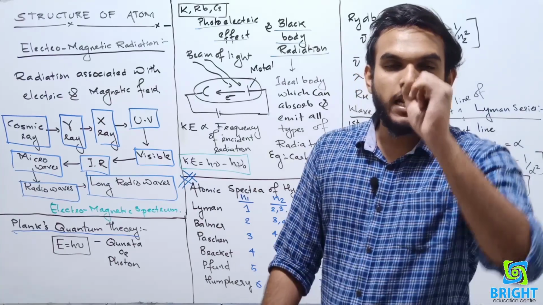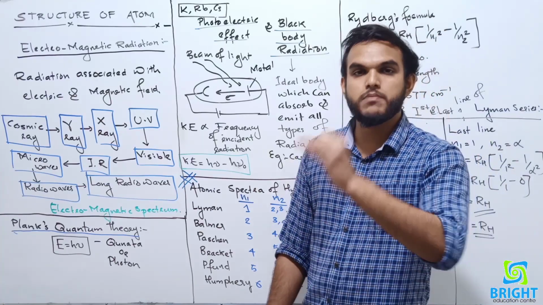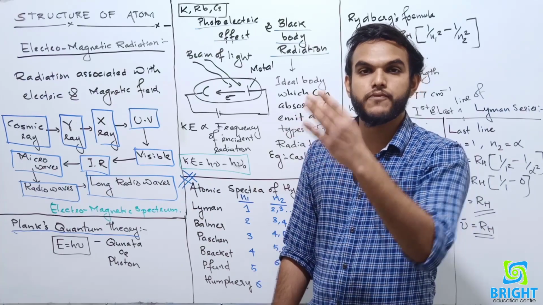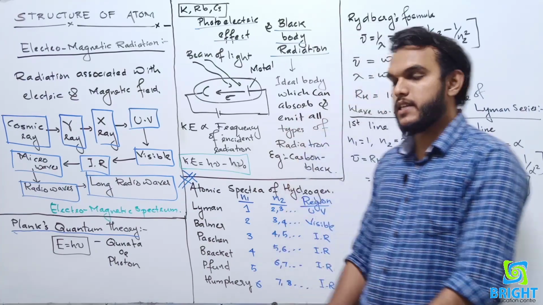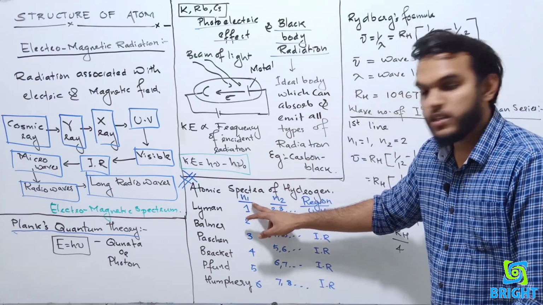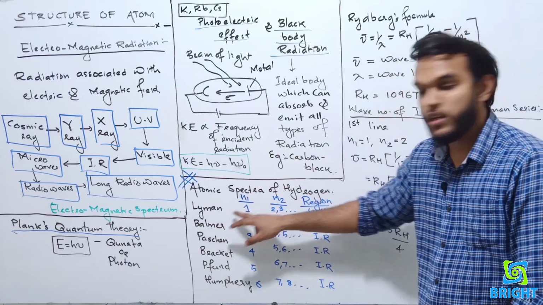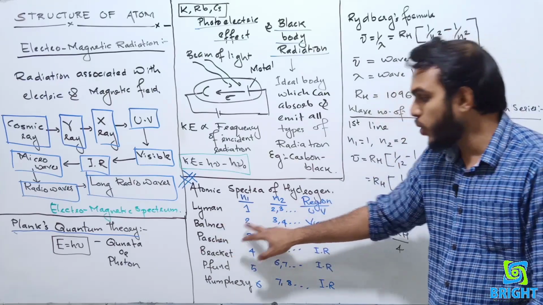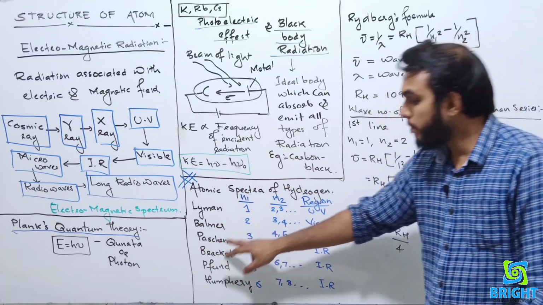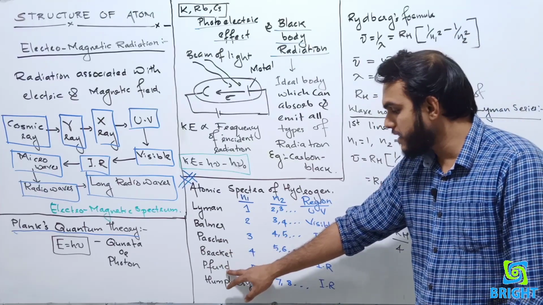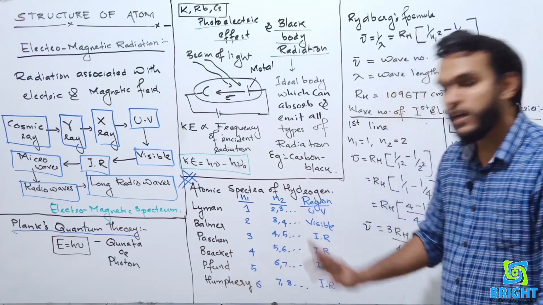This is not included in our NCERT, but we have to know it for better understanding. So what are the series? Lyman, Balmer, Paschen, Brackett, Pfund, and Humphrey series. What is the value of n1? For the Lyman series n1 is 1, Balmer series it is 2, Paschen series is 3, Brackett series is 4, Pfund series is 5, and Humphrey series is 6.